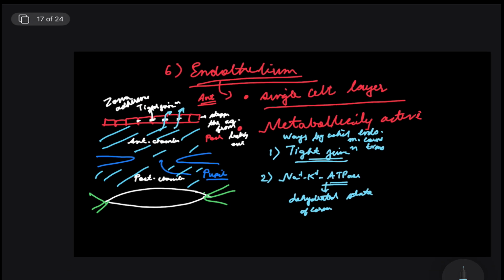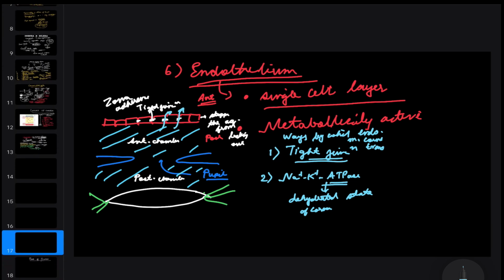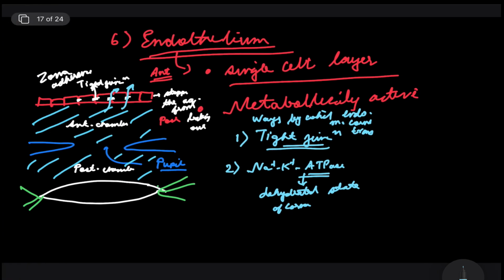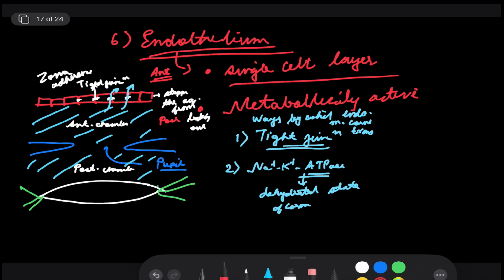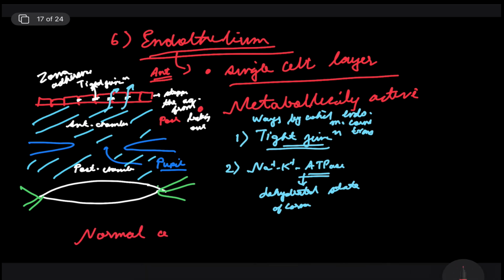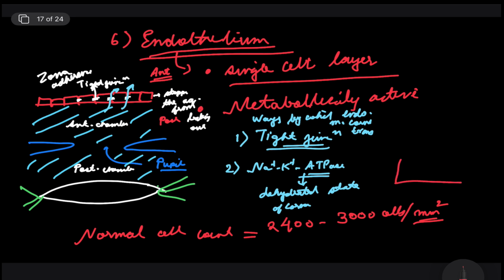Now, see, endothelial cells are very, very important. So we need to know what is the normal cell count. What is the normal cell count of the endothelium? It is basically 2400 to 3000 cells per cubic millimeter. Or did I say cubic? I mean millimeter square. Per square millimeter, because this is a surface that we are talking about, right? So basically 2400 to 3000 cells per square millimeter. This is basically the normal cell count of the endothelium.